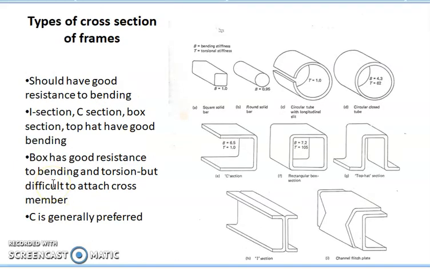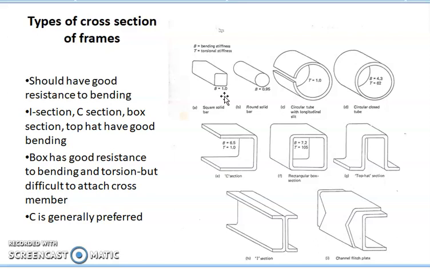So we'll discuss what are the various types of cross section which are available. There are various types of cross sections available. Here you can see the bending load, torsion load. Circular cross section takes torsion load better, whereas square cross section takes bending load better. Frames are mainly subjected to bending loads, so we design the cross section of the frame in such a way that it takes up the bending load.